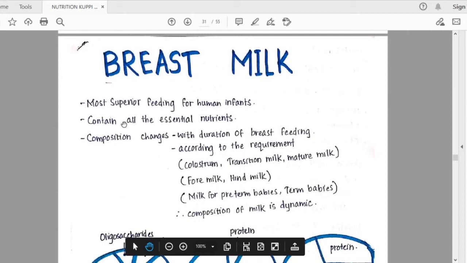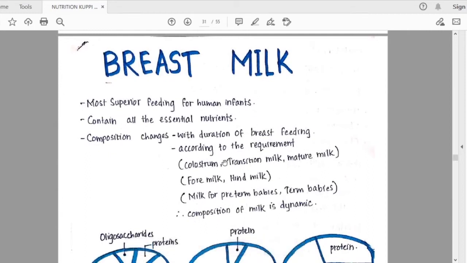Breast milk is the most superior feeding for human infants. It contains all the essential nutrients. Then, after this lecture, we will look at breast milk.